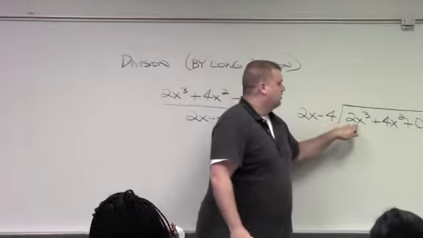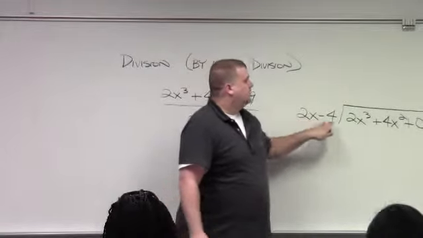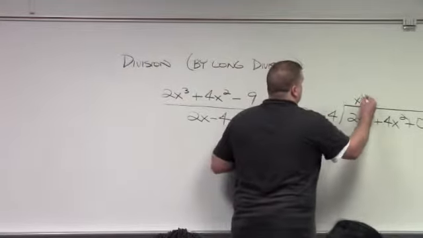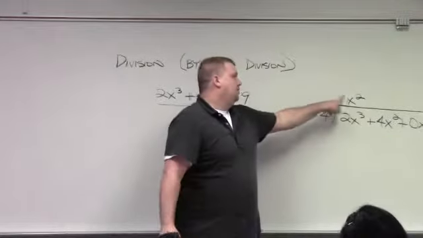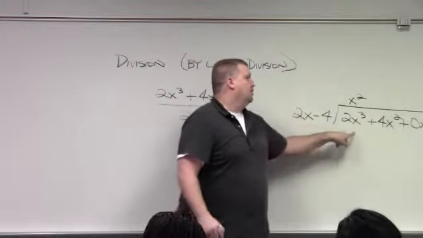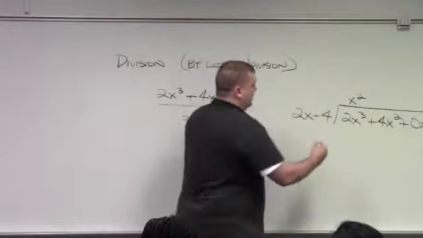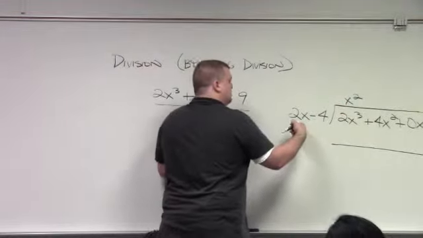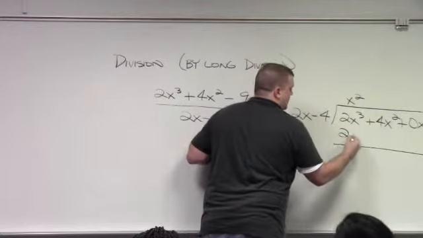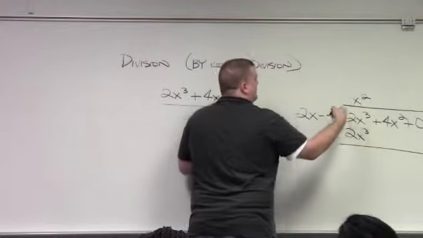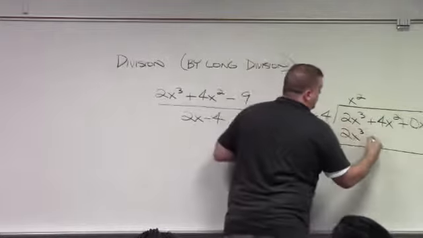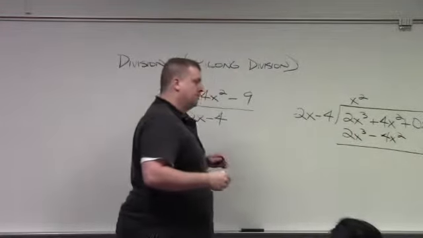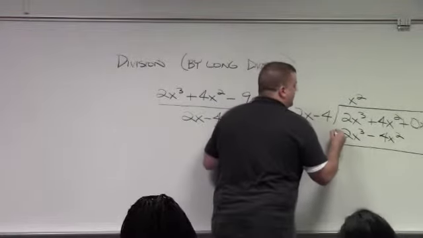So now we just look at this first term. What times 2x gives me 2x to the third? I'm just going to go with x squared, because if I put 2x squared, that's going to give me 4x squared. I just want the 2 there. So x squared times 2x is 2x cubed. X squared times negative 4 is negative 4x squared. What do I have to do with those terms? I have to subtract them, which involves changing the signs.